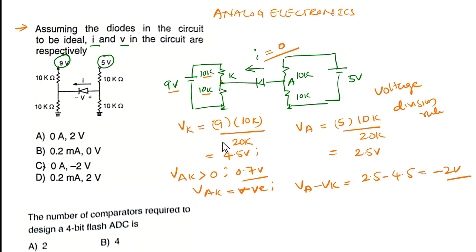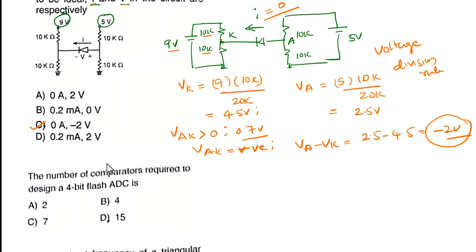So hence it is proved that the reverse biased diode will not conduct, and the voltage across it is negative. So the answer is C. They are asking first the current, then the voltage. So current is 0 amperes, voltage is minus 2 volts here. So the answer will be C. Let's move to the next question here.